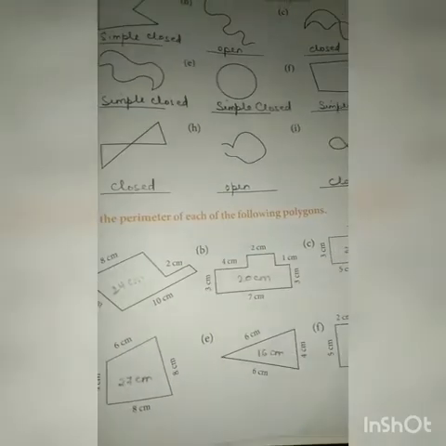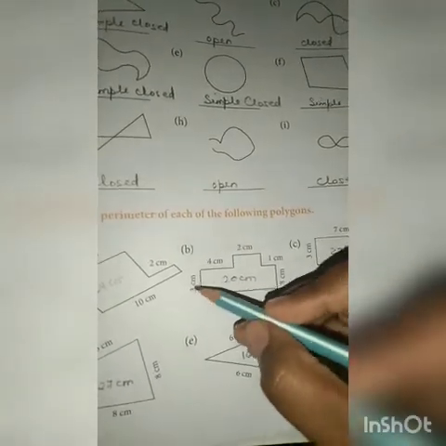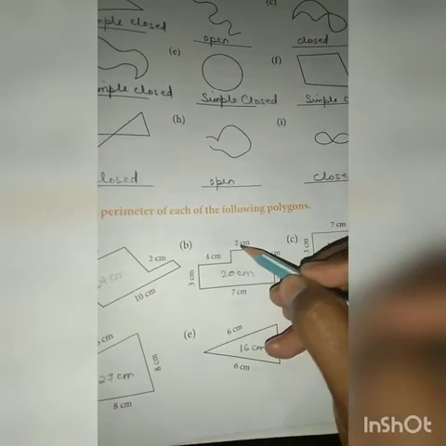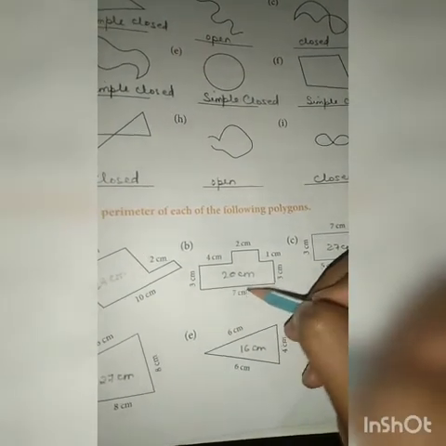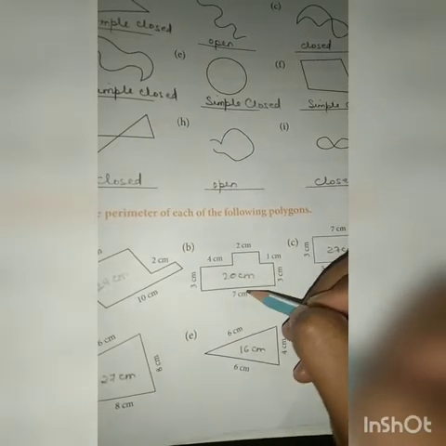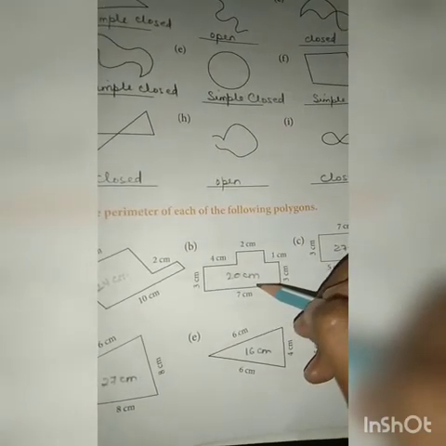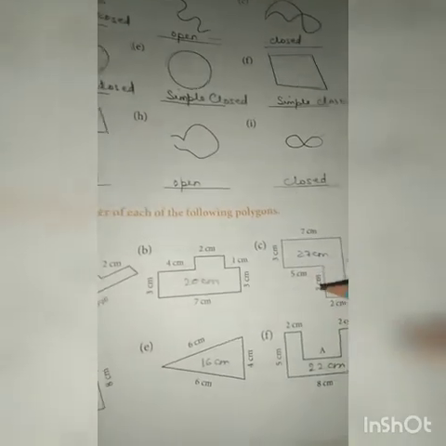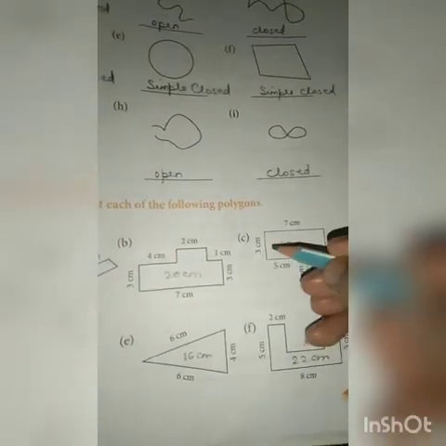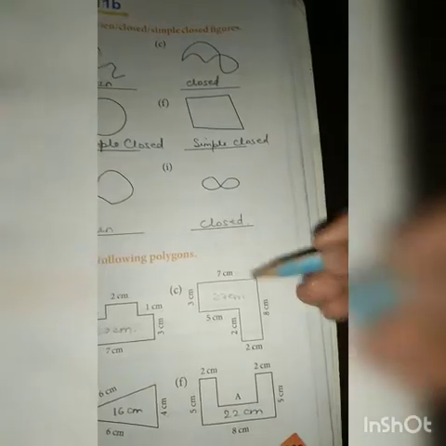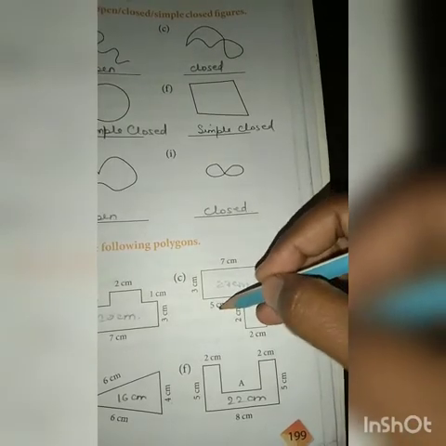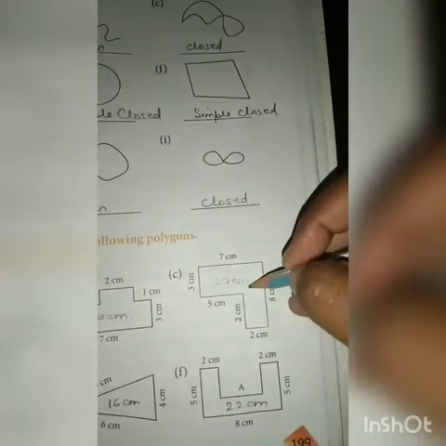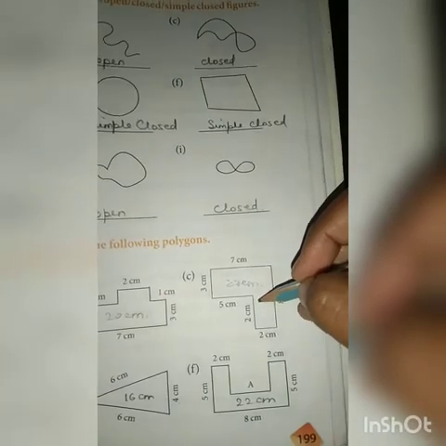Question number B. Another polygon is drawn. 3 plus 4 is 7, 7 plus 2 is 9, 9 plus 1 is 10, 10 plus 3 is 13, 13 plus 7 is 20. So 20 centimeter is the measurement of question number B's polygon. Question number C. Next polygon is drawn. 3 plus 7 is 10, 10 plus 8 is 18, 18 plus 2 is 20, 20 plus 2 is 22 and 22 plus 5 is 27. So 27 centimeter is the measurement of this polygon.